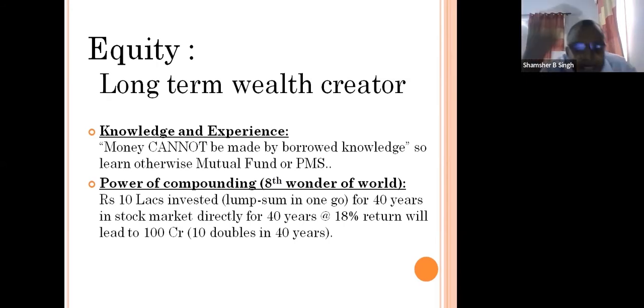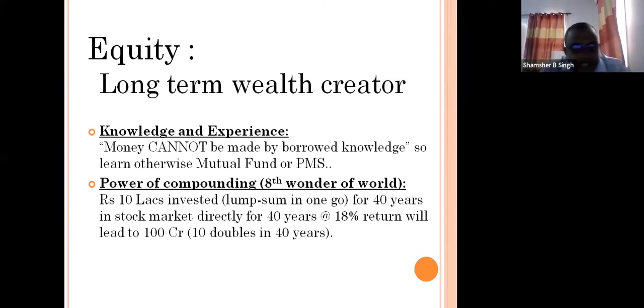And this is very much doable. It's not theoretical data or something that cannot be done. The only point is, do we have the patience, the knowledge, and the experience to sail this 40-year journey, to take our investment from 10 lakhs to 100 crore over a period of 40 years, by merely 18% return, which is okay in the stock market when someone is investing directly.